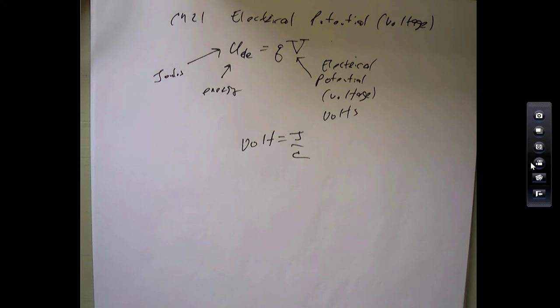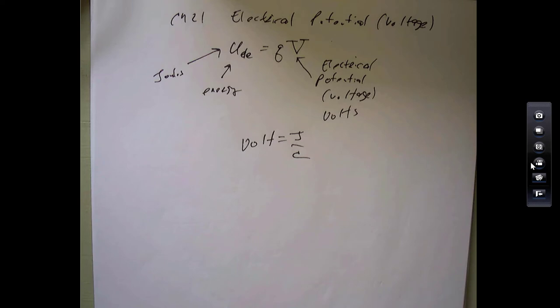So if you knew the voltage at a certain region in space and you want to put a charge there, you'll know how much potential energy is stored. And if you're storing electrical potential energy, then you must be doing some work to actually get the charge there.